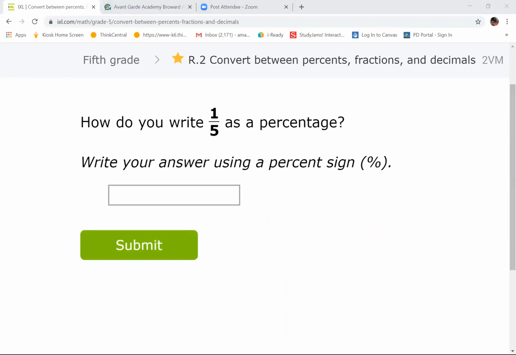How do you write 1/5 as a percentage? 1/5. Is it out of 100? Nope, but we got to turn it into 100. How do you jump from 5 to 100? 5 times 20, right? 20, 40, 60, 80, 100. That means this has to be by 20. So 20 out of 100, it'll be, what is it? 20%.